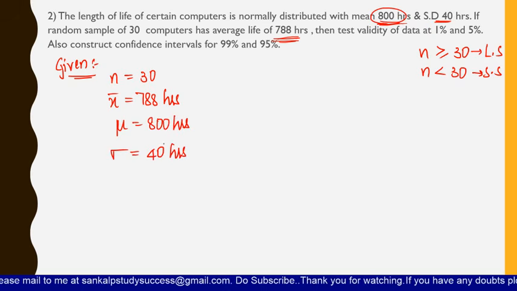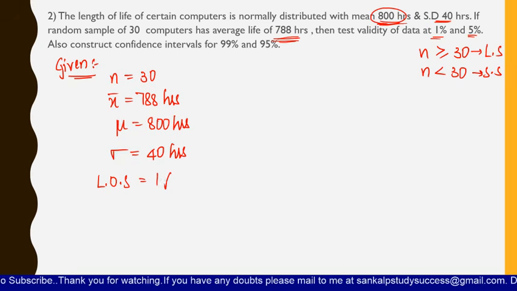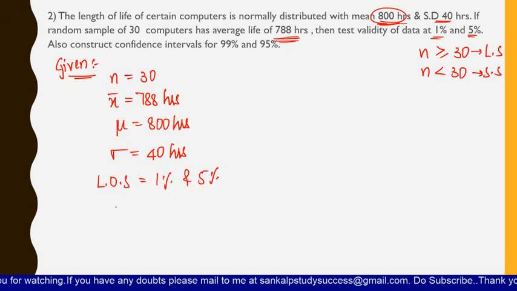So this is the given data, and we also need to know the level of significance, right? Here we are given to test the validity of data at 1% and 5%. That means for 1% you have to calculate the first time, and for 5% you calculate the second time. That means the level of significance will become 1% and also 5%. For the two cases we are going to test the validity. So let us solve it for 1% as well as 5%.